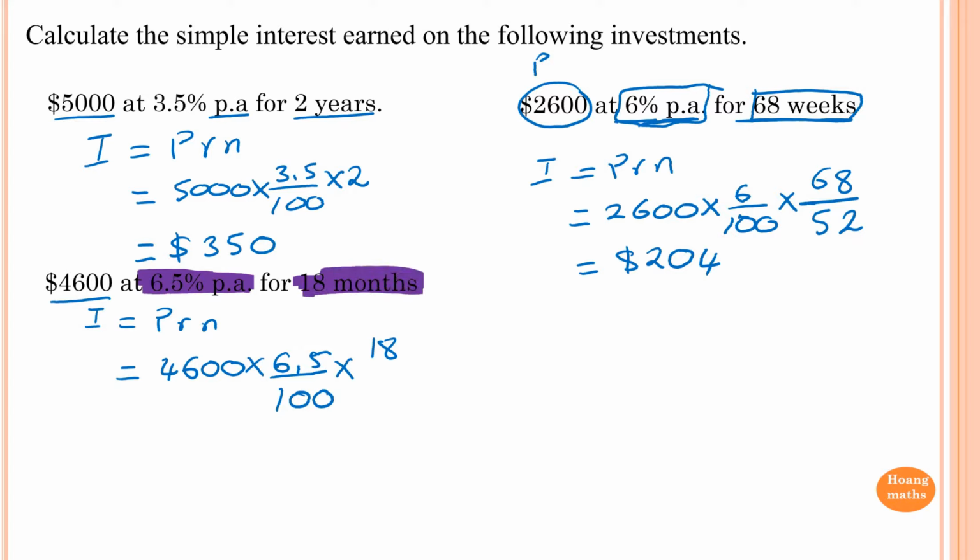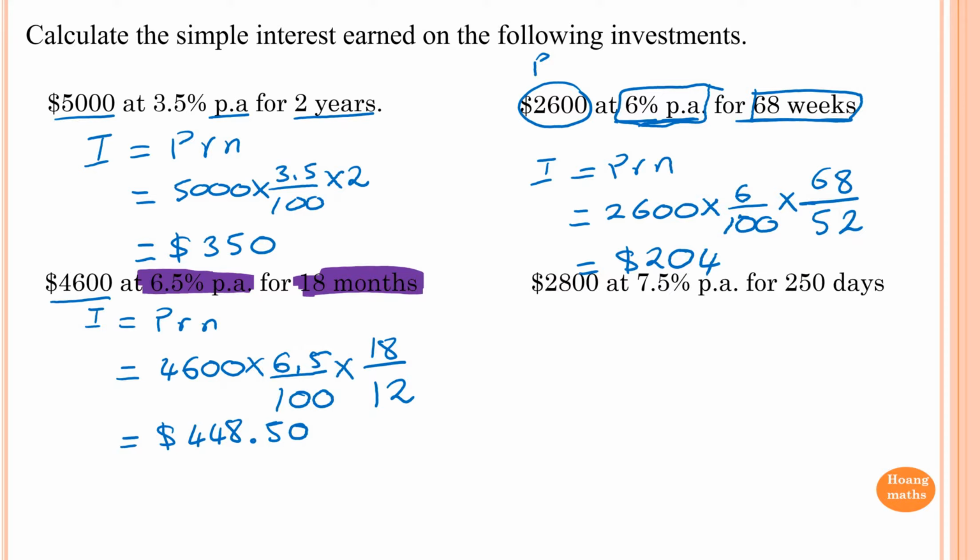So what I need to do is times 18 over 12, because there are 12 months in a year. So I have to times by 18 over 12. Put that in the calculator, I get $448.50. That's what I get.